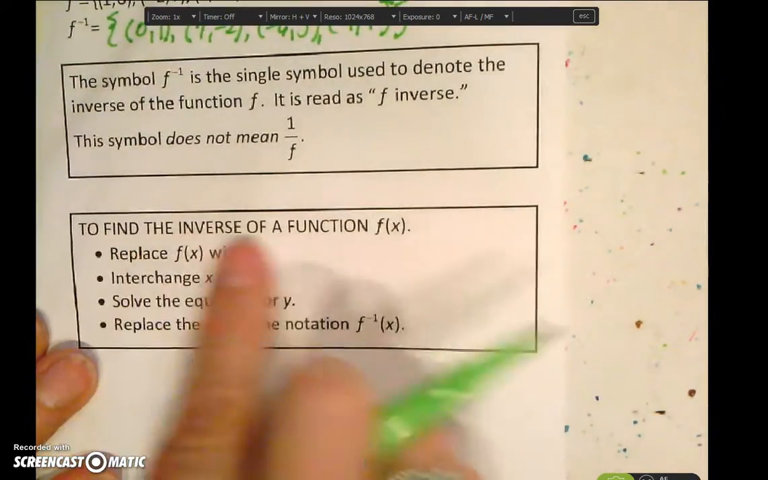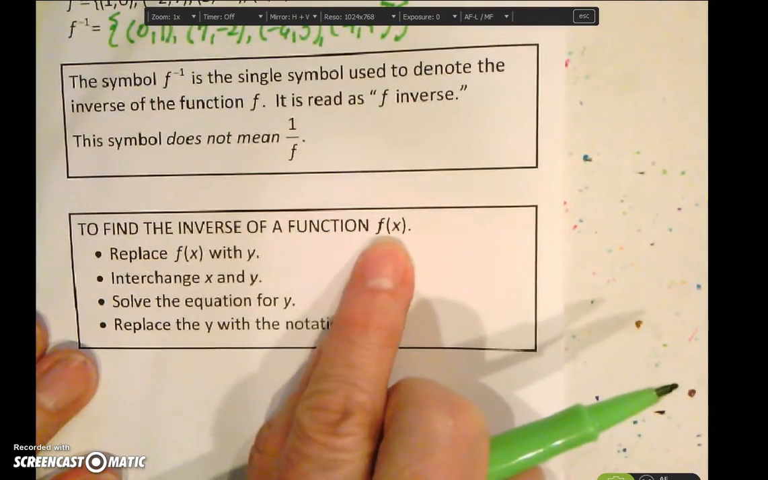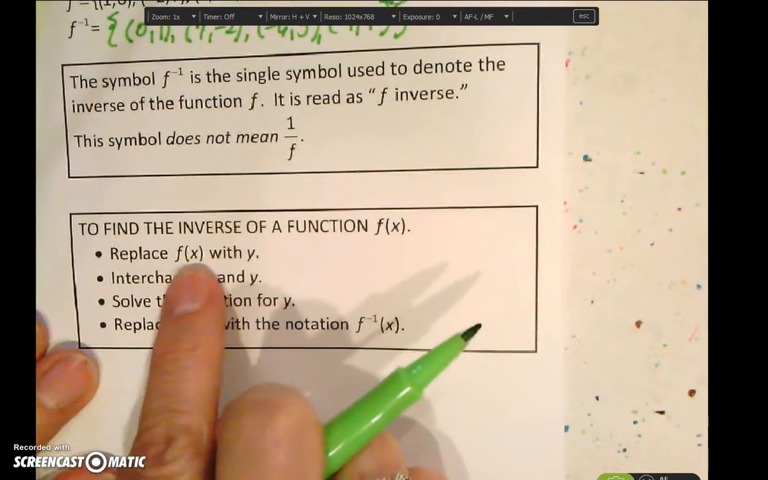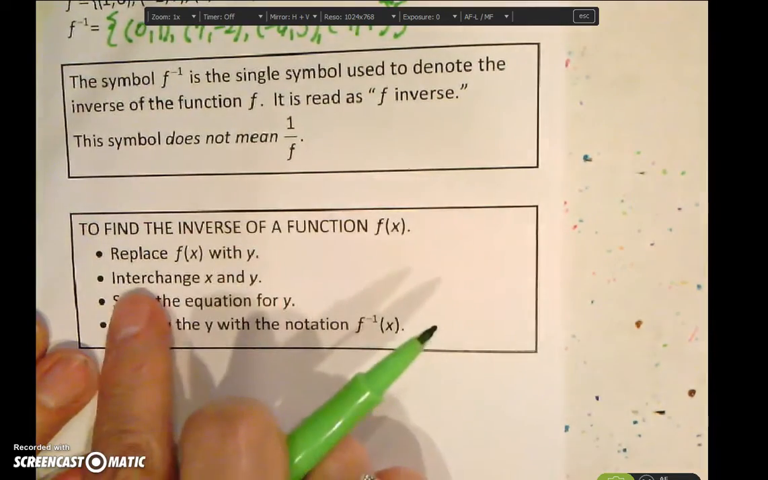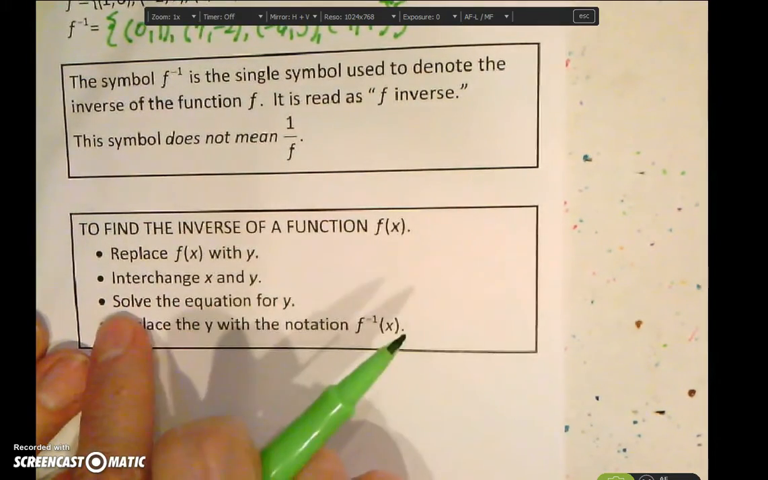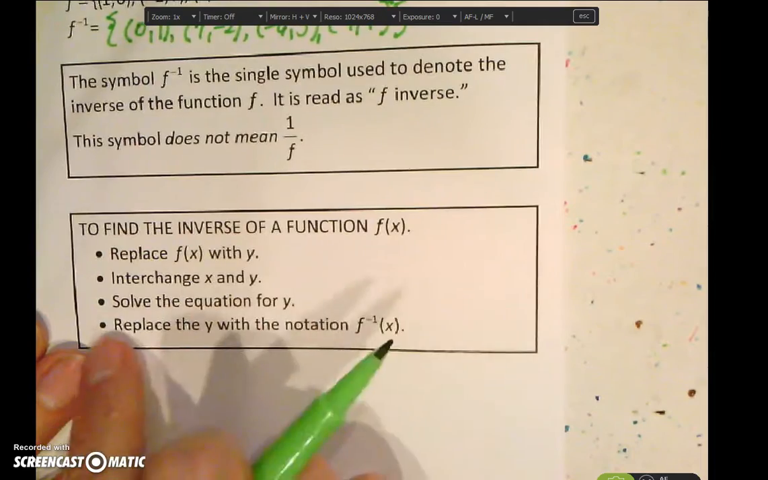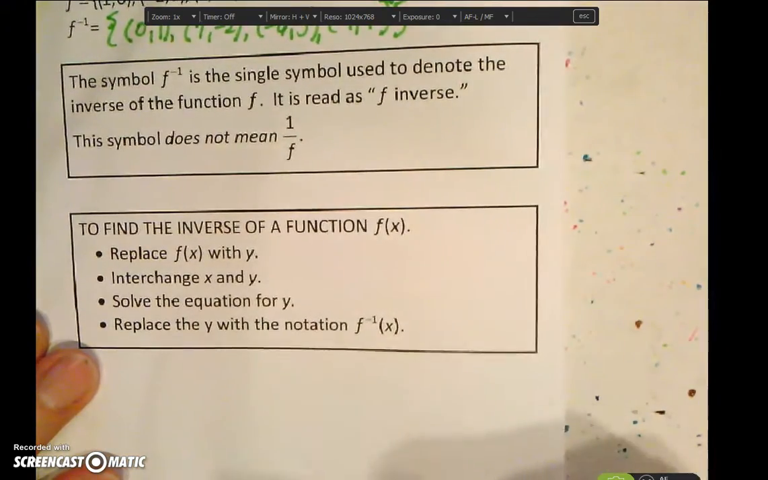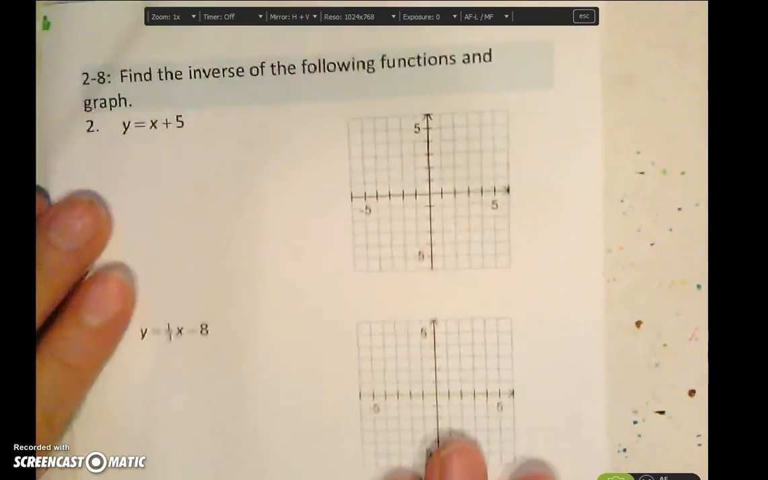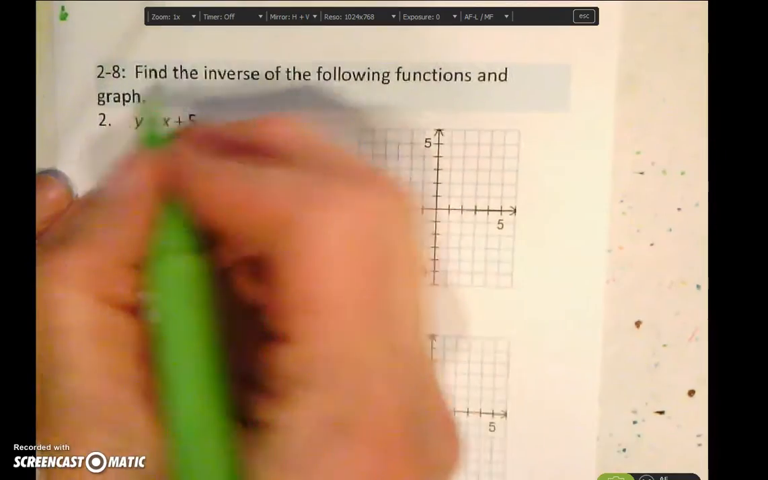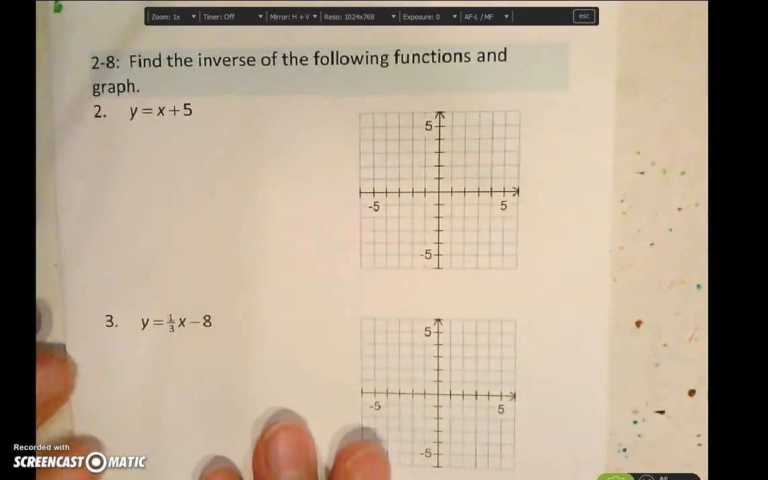All right, so now we're going to find the inverse of a function f of x. To do that, we're going to replace f of x with the variable y, interchange the x and the y, solve the equation for y, and then replace the y with the notation f inverse of x. So example 1, we're going to do this.